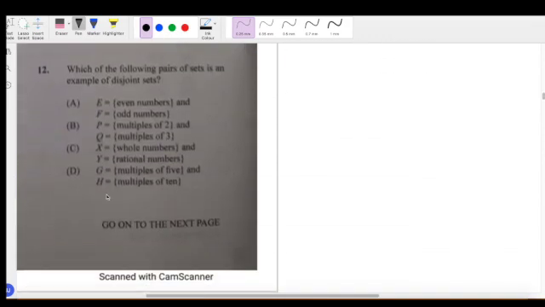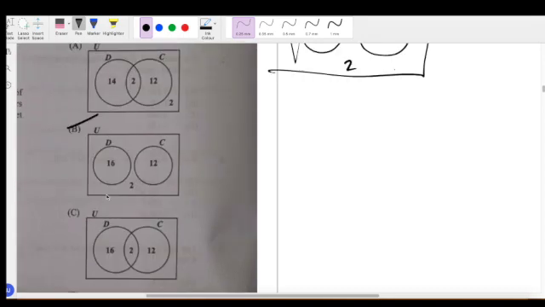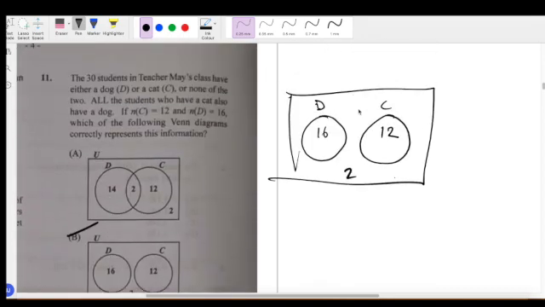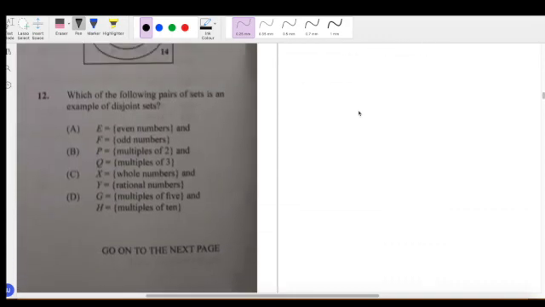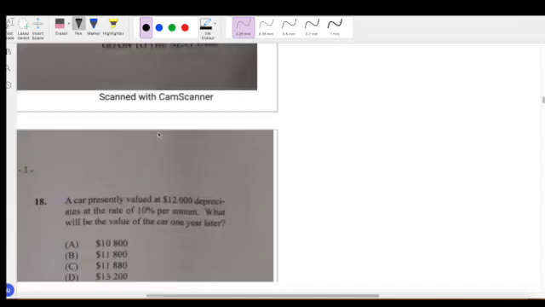Which of the following pairs of sets is an example of a disjoint set? A disjoint set is pretty much like this: sets that do not intersect at all. So even numbers and odd numbers do not intersect at all. And multiples of 2 and multiples of 3 do intersect with 6. 6 is a multiple of both. Whole numbers and rational numbers do intersect, because I could have 2 over 1, which is a whole number and a rational number. Multiples of 5 and multiples of 10, well, obviously those do intersect. So the only one that doesn't intersect is A.